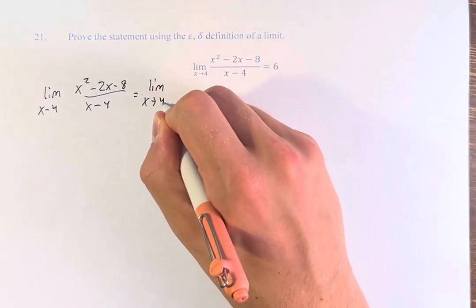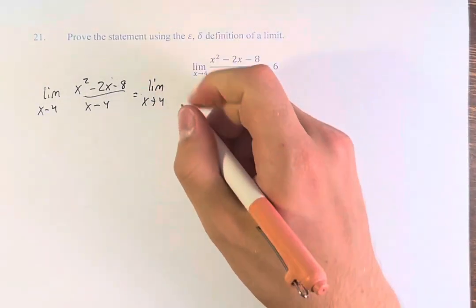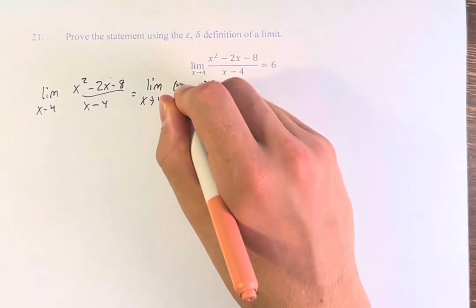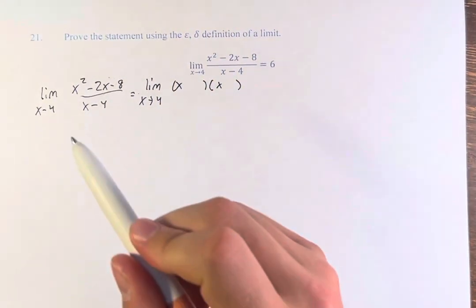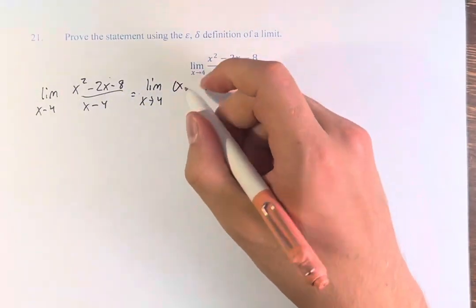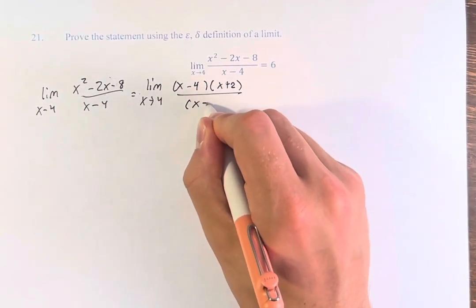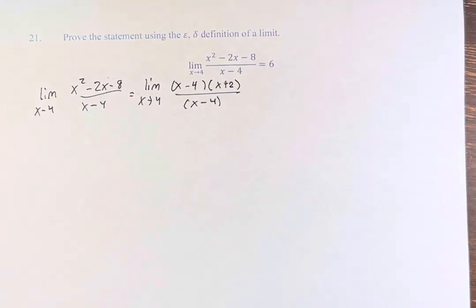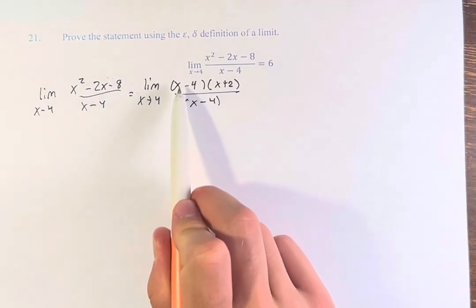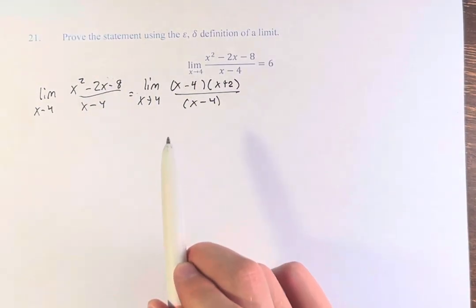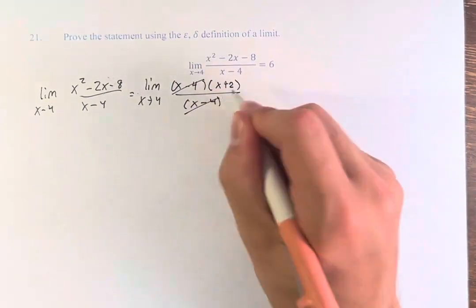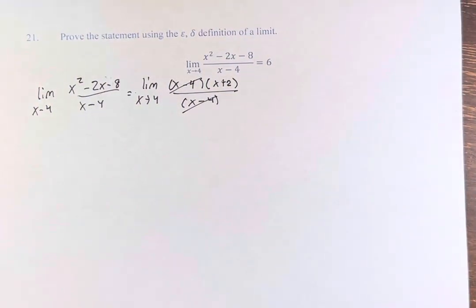If we factor the numerator, we're factoring a trinomial, so we have x times x, and two numbers that multiply to negative 8 and add to negative 2: negative 4 and positive 2. We have the limit as x approaches 4 of (x minus 4) times (x plus 2) over (x minus 4). And so we can eliminate this x minus 4.